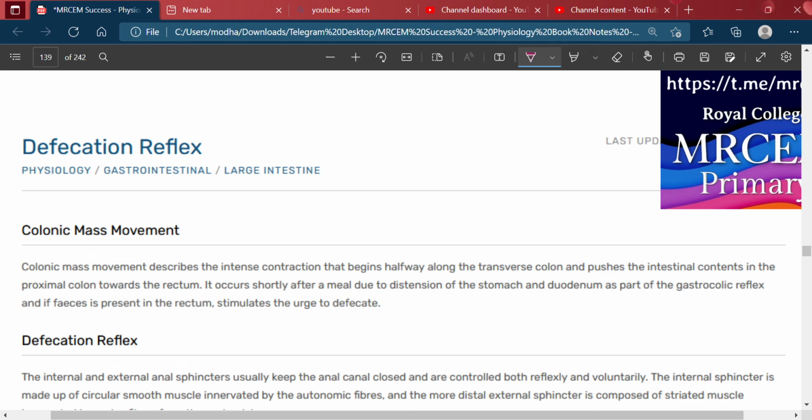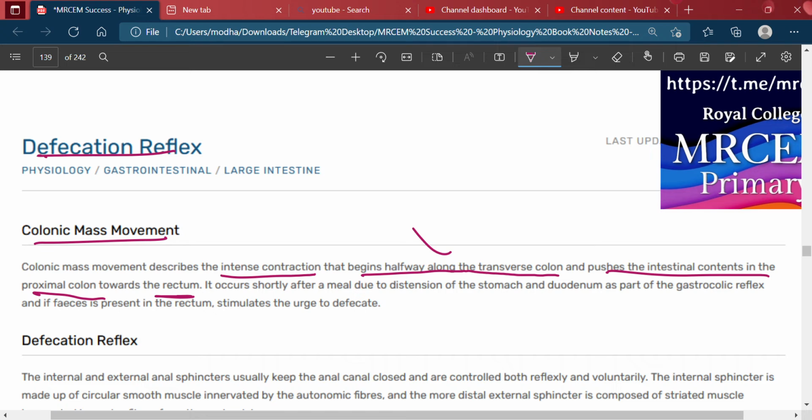Okay, so we will discuss the defecation reflexes. Colonic mass movement describes the intestinal contraction that begins halfway along the transverse colon and pushes the intestinal contents in the proximal colon towards the rectum.